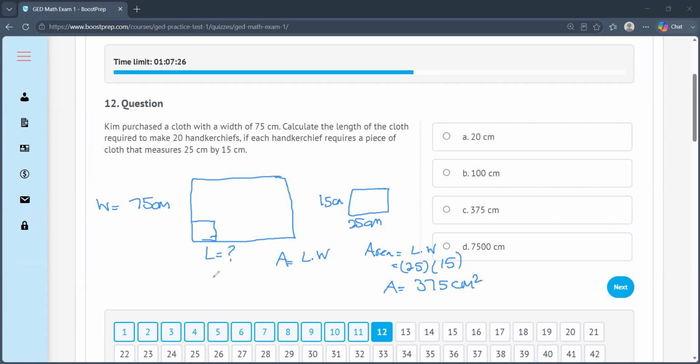Okay, then what we're going to do is take the area of the 20 handkerchiefs. There's exactly 20. The area of one single handkerchief is 375, but how much is there for 20? So 375 times 20 is 7,500.